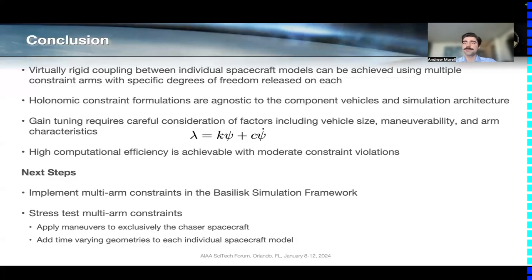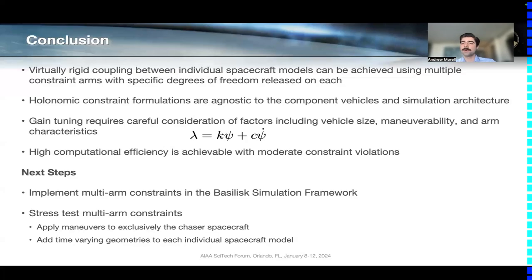which use very simplified spacecraft. But in the Autonomous Vehicle Systems Laboratory, we have the Basilisk simulation framework, which is a very high fidelity simulation framework that we want to use in this because it allows us to plug and play already existing component models, such as flexing solar panels and other time-varying geometries, such as sloshing fuel tanks, so that we can do, in our next steps here, stress testing of these multi-arm constraints.